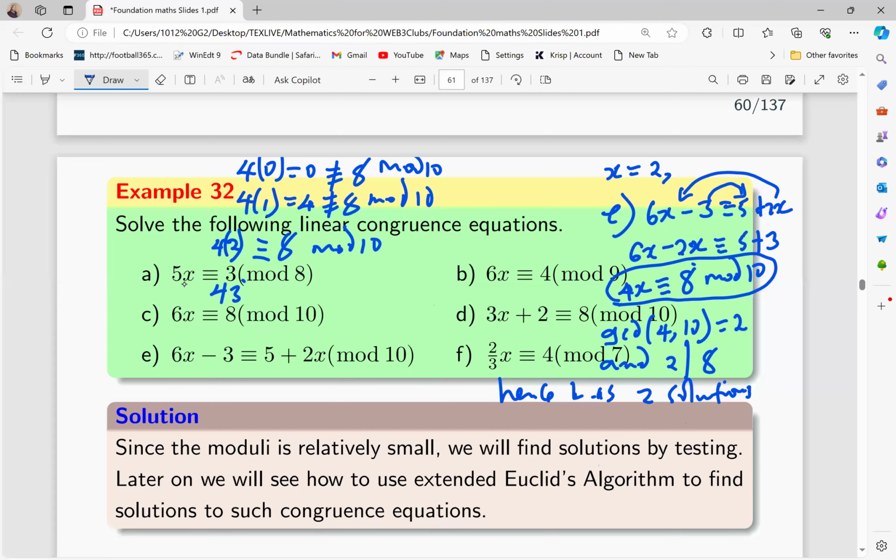We test 3. This is 2, which is not congruent to 8. We test 4. And if you test 4, this will be 6, which is not congruent to 8. We test 5.